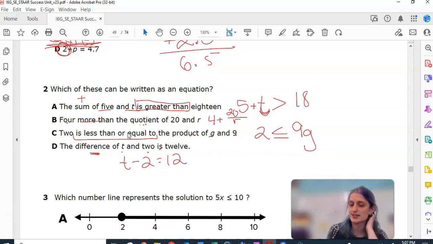You're looking for the one that is an equation. We went over the rules and the differences between equations, inequalities, and expressions today. We want the equation.